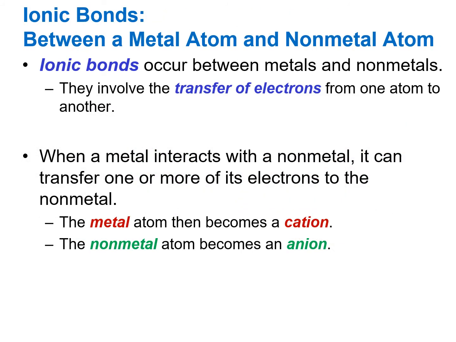So as we've said previously, ionic bonds occur between metals and nonmetals, and it involves the transfer of electrons from one atom to another. And when a metal interacts with a nonmetal, it can transfer one or more of its electrons to the nonmetal. And by doing that, the metal becomes the cation, the positively charged ion, and the nonmetal becomes the anion. Now, we've discussed all of this previously. Hopefully, this seems like old news, but there it is. So let's keep going.